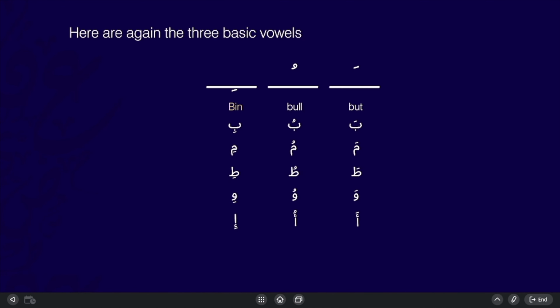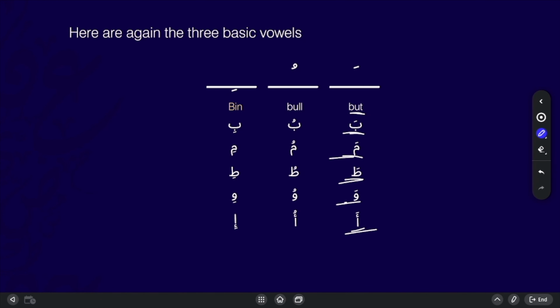Now, here are again the three basic vowels of Arabic. Ba, and short vowels in Arabic, as we will see, are really short. Ba, ma, ta, wa, a. Like but. I actually was quite surprised that you cannot find in English a word that has the short a sound, that even has an a. All the examples I could come up with had a u, like much. So back again to these sounds, ba, ma, ta, wa, a.